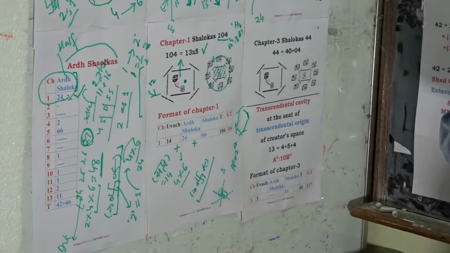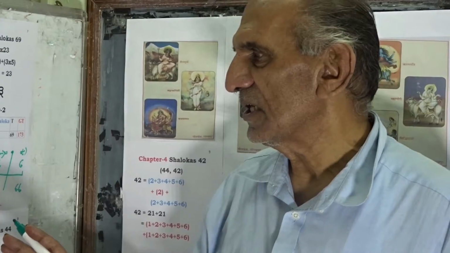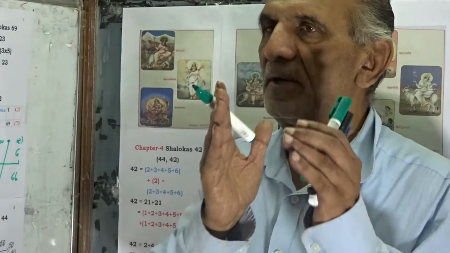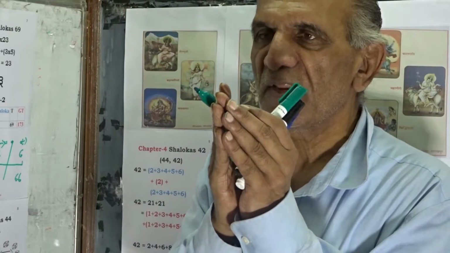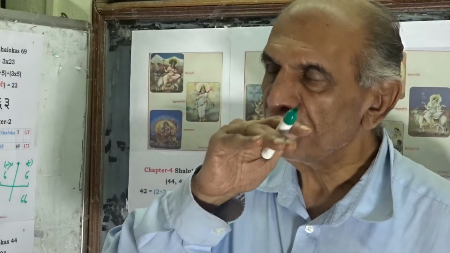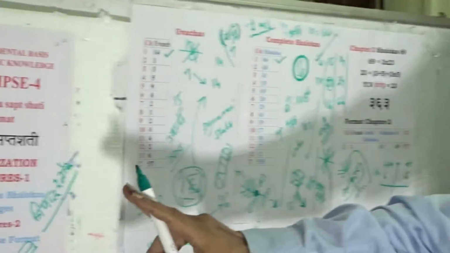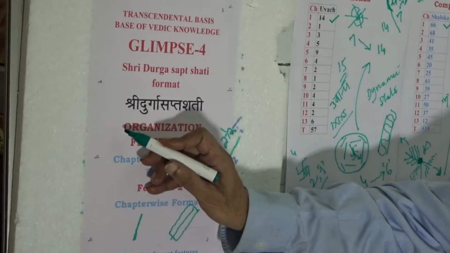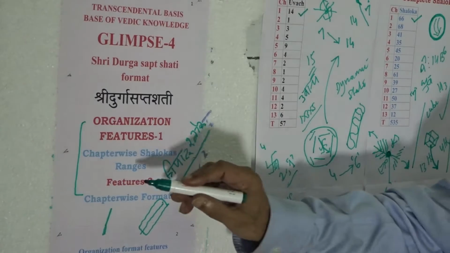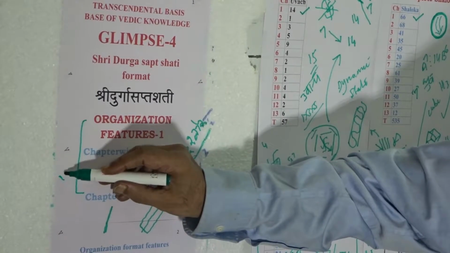One shall sit comfortably, one shall revisit these features, one shall enlist these features, one shall be very gentle, very sequential, a very smooth transition as we are now reaching the dynamic state format for chapter 1. The first set of features, organization features, where we had been focusing upon chapter-wise shlokas ranges of the total value, which with respect to chapter 1 is value 104.